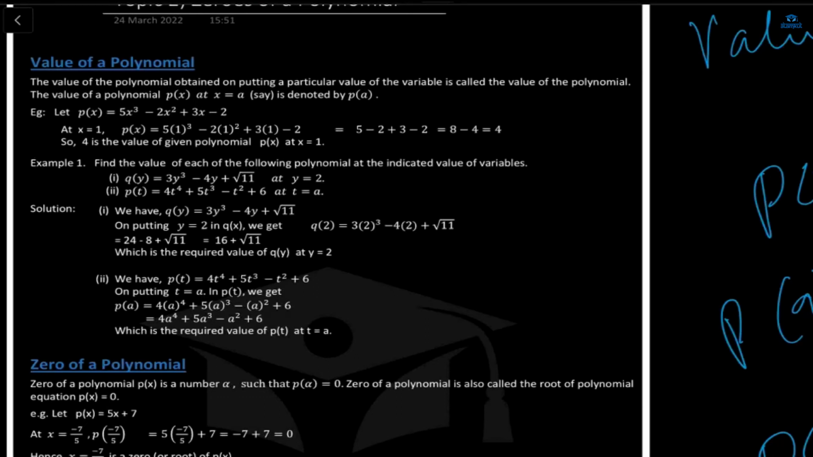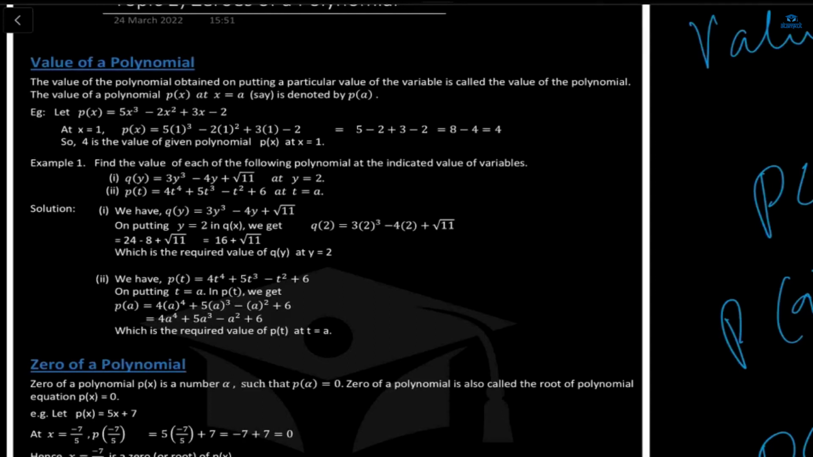So Shazan, you also do the first and second both in a copy. Tell me the answer, everybody. Both the questions, first and second. The polynomial is given to you, and at which point you have to find the value, that is also given. Ma'am, first 16 plus root 11. The answer is 16 plus root 11. Very good.